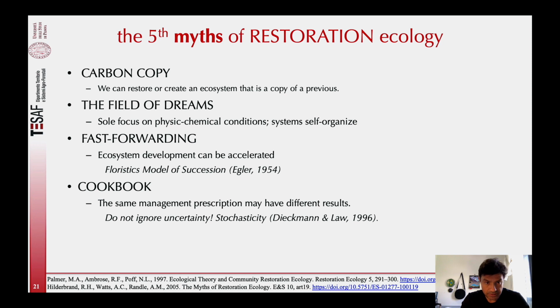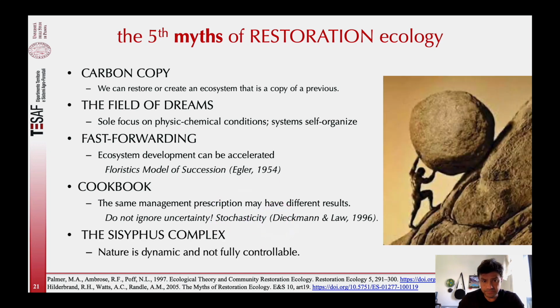Then the cookbook, which is very common in restoration projects. It's like you have a recipe: you go there, plant this list of species, or do these kinds of activities, and voila, it's restored. But it's not like that. We are dealing with many stochastic events, so uncertainty is there. So again, adaptive management is very, very important.